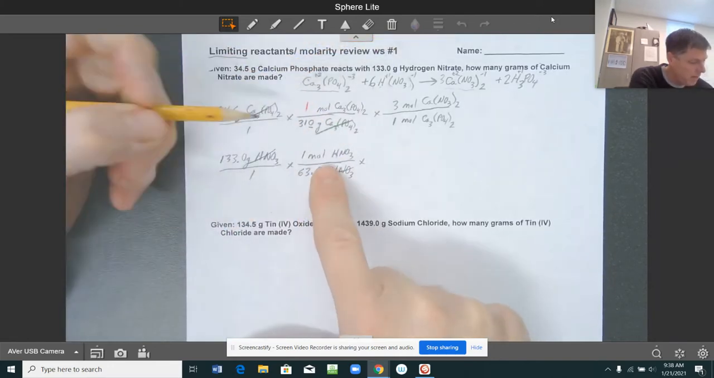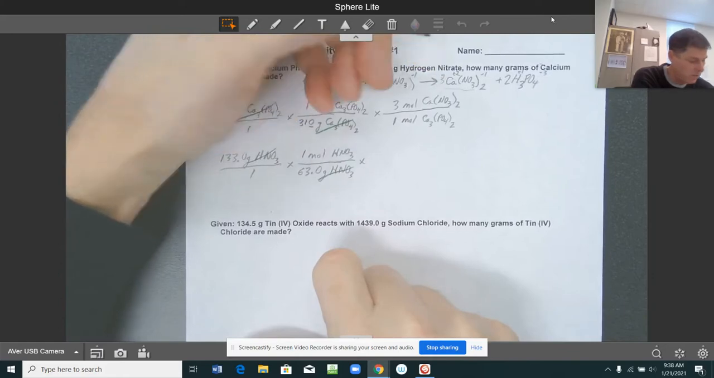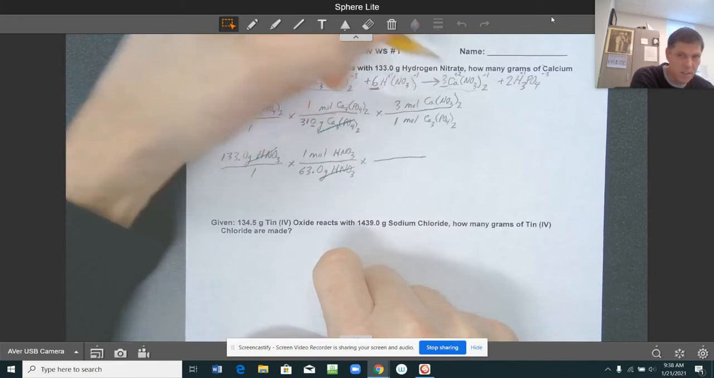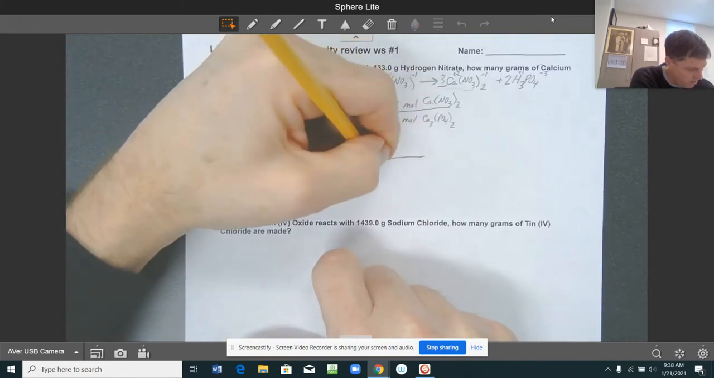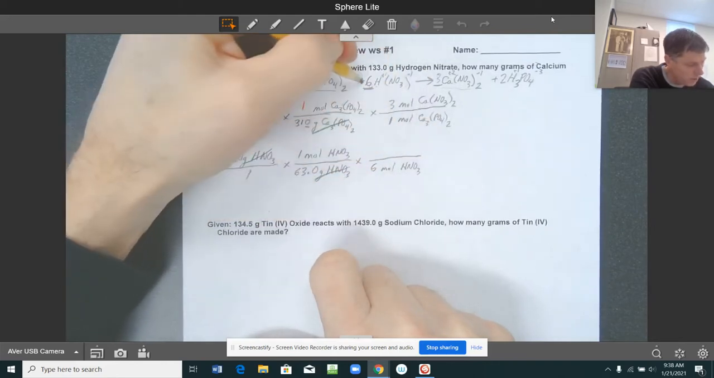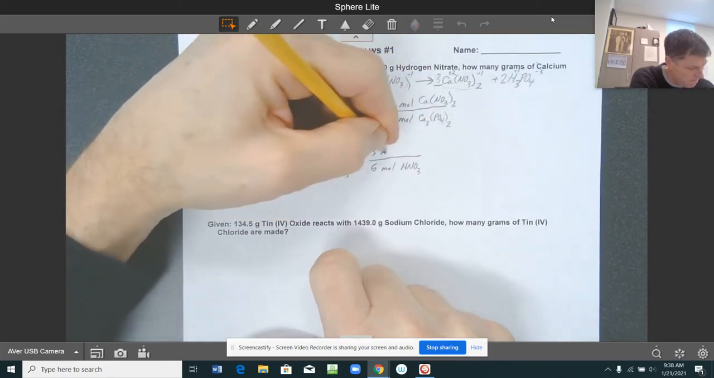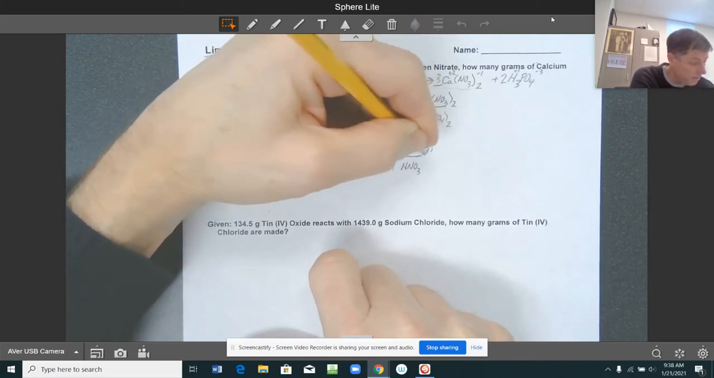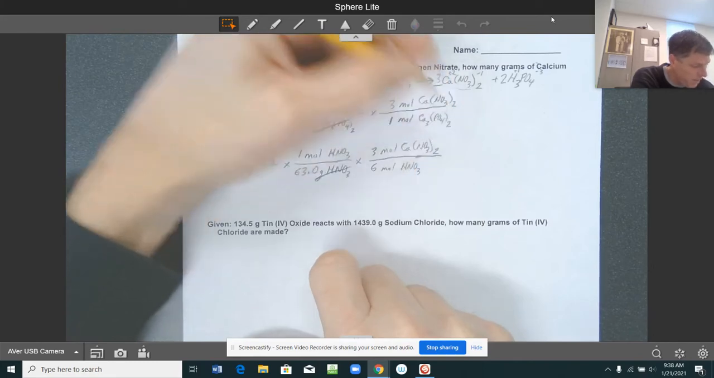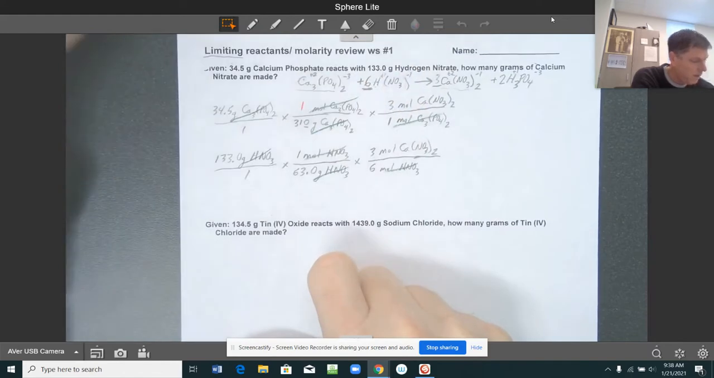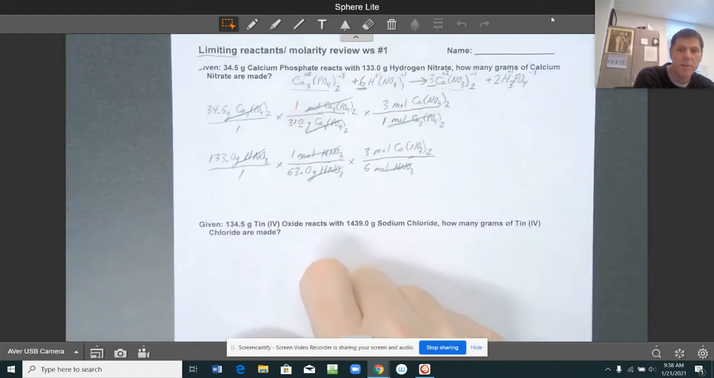Grams are gone. I'm in moles of this, but I want this. And we see that the ratio is a 6 to 3 this time. So 6 moles of HNO3 to 3 moles of Ca(NO3)2. So with that, once again, both these are now in moles of calcium nitrate. So I'm converting both these substances.